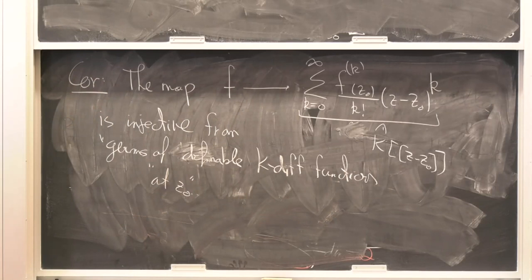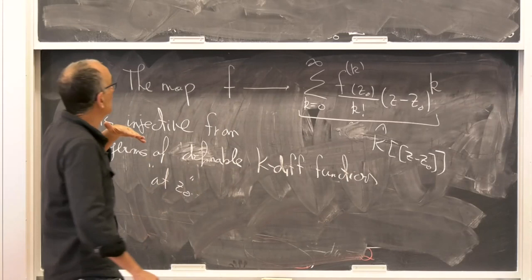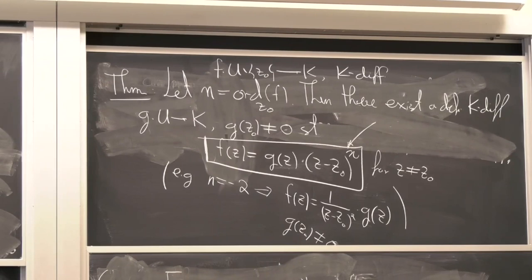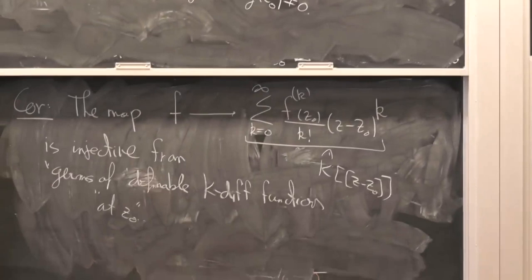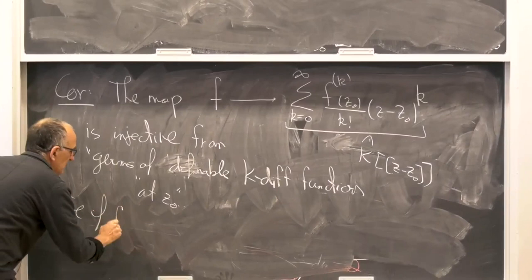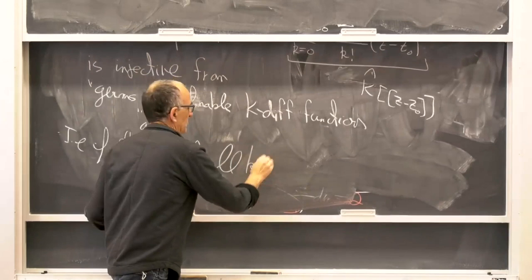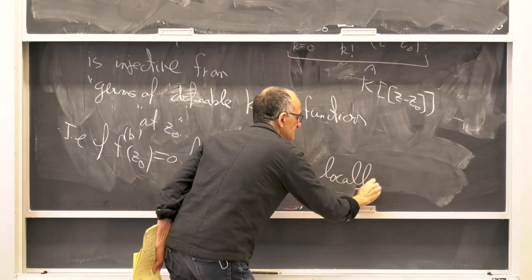So if a function has all its derivatives zero, it has to be zero. Not because we get approximation, basically because of that. If we have a non-constant function, then we can always pull out a power, and from some point on, the derivatives will be non-zero. So if all the derivatives are zero of a k differentiable function, it is locally constant, right? I.e., if f^(k)(z0) is zero for all k, then f is locally constant. f is locally zero.